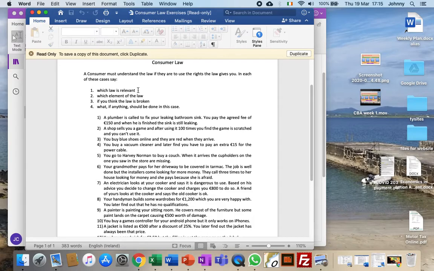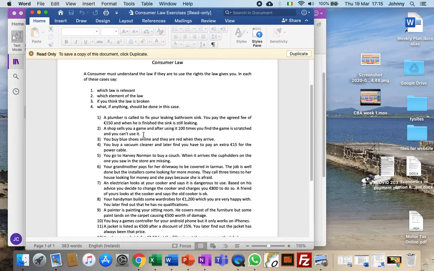So what law is relevant? Well, the Sale of Goods and Supply of Services Act deals with products. Which element of the law? So which rule? Your complaint might be about the game not working, so the game is unusable. There are four rules in the Sale of Goods and Supply of Services Act relating to products. The products must conform to sample. If you use a sample of the product and you buy one, this one must be the same. Not really relevant here.